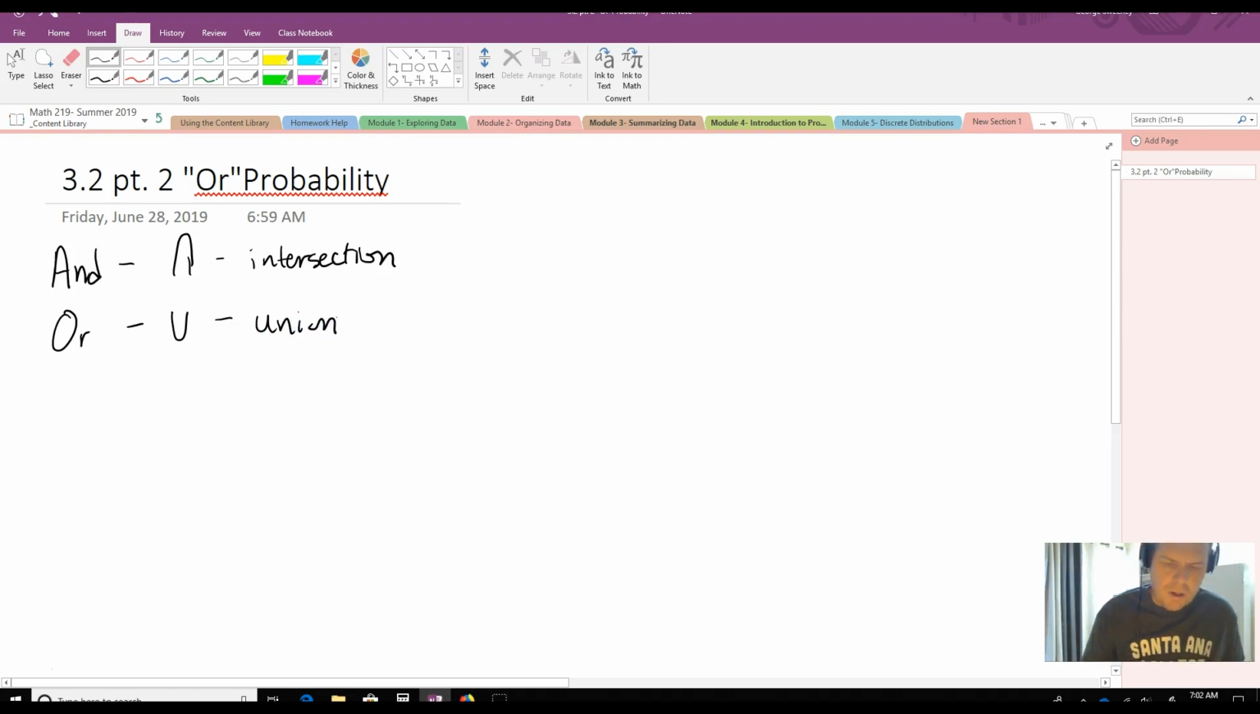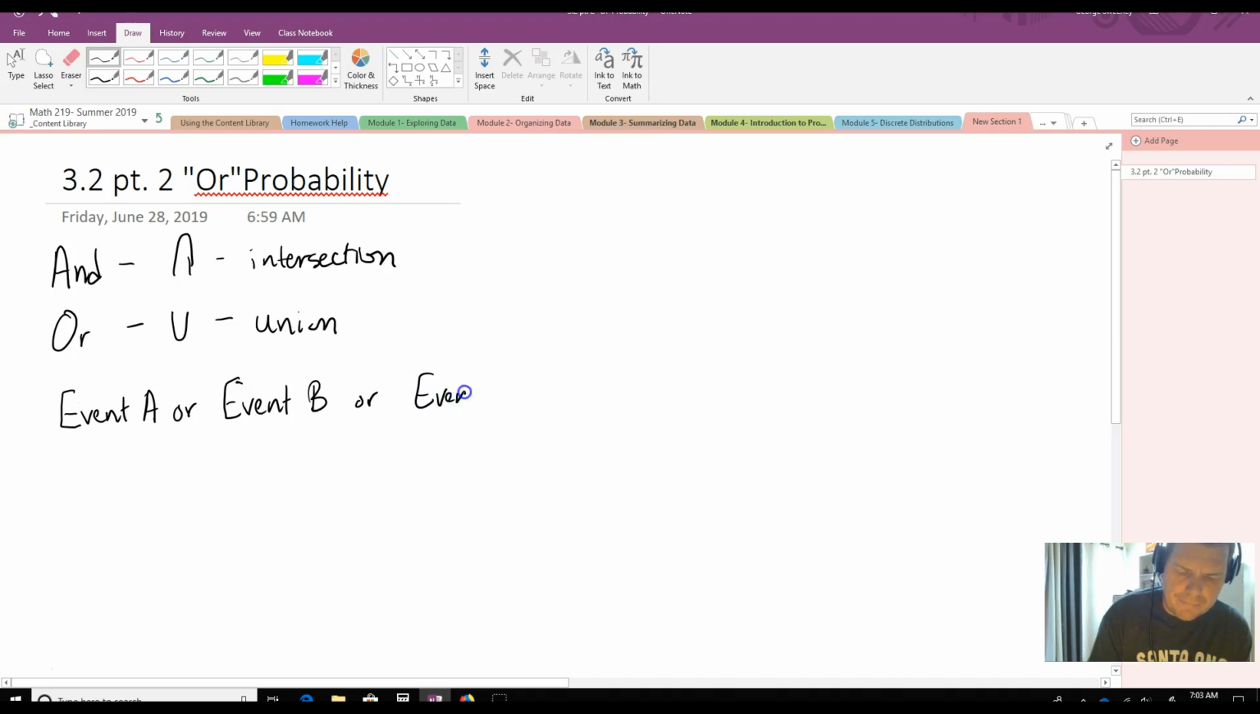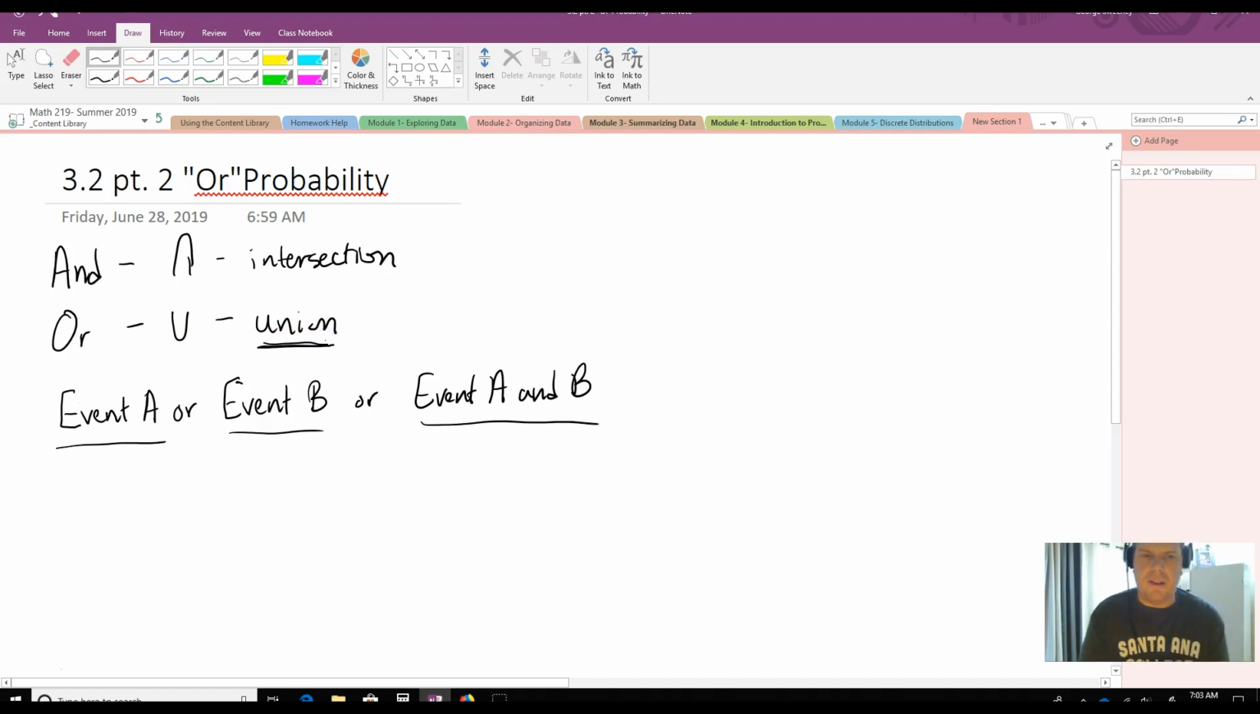And when we say OR, from a probability standpoint, we're talking about inside of the sample space, we want the probability of event A or event B or event A and B. So we could have any one of these three options and it ends up being in our union. Okay, so it'll end up being inside of the union.